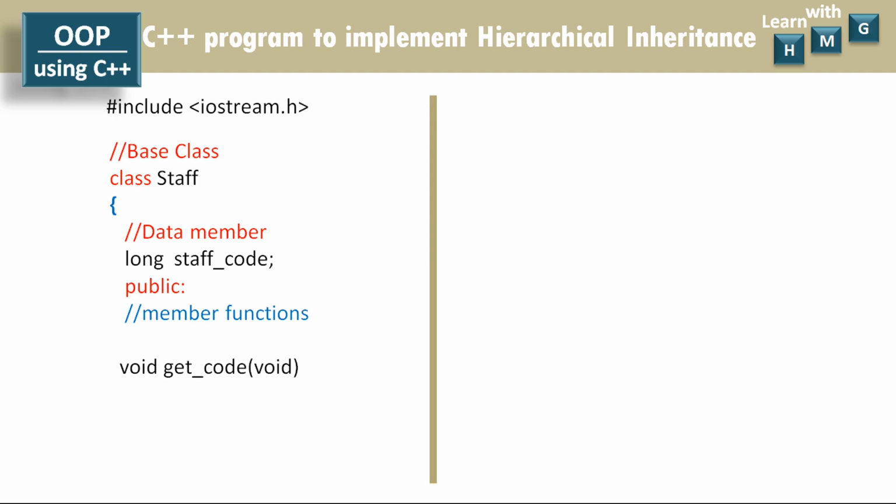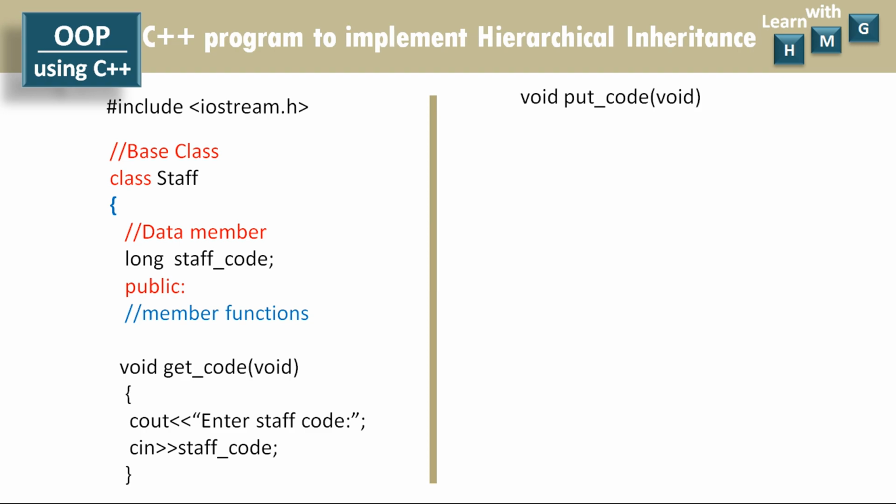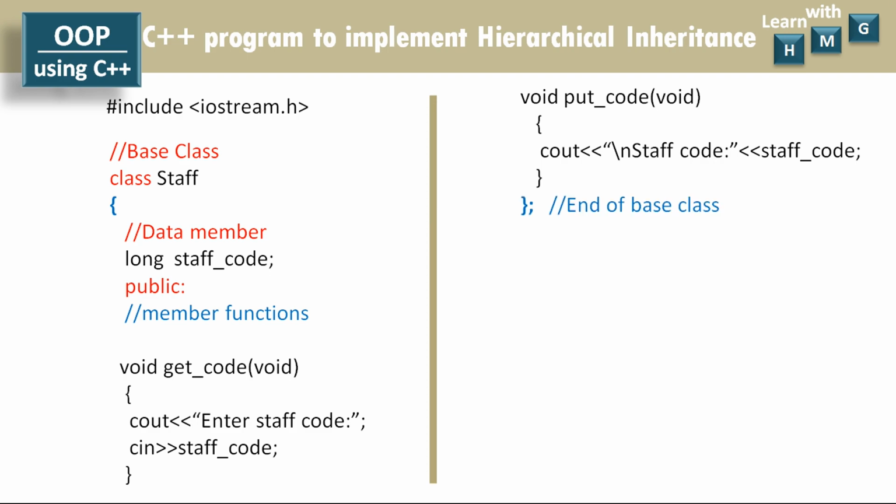Accept the staff code using the get code function. Within the get code member function, we will accept the staff code using the cin extraction operator. Then display that staff code using the put code member function. So staff code is equal to staff code, and end of the class. Like this we have defined the base class, that is staff.